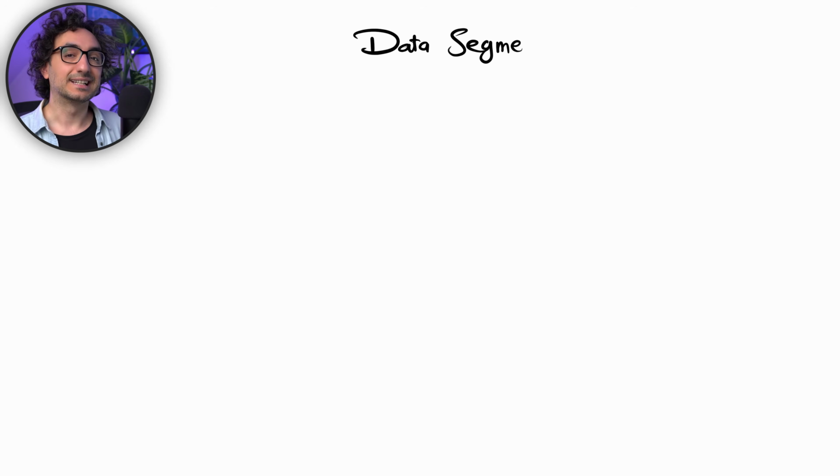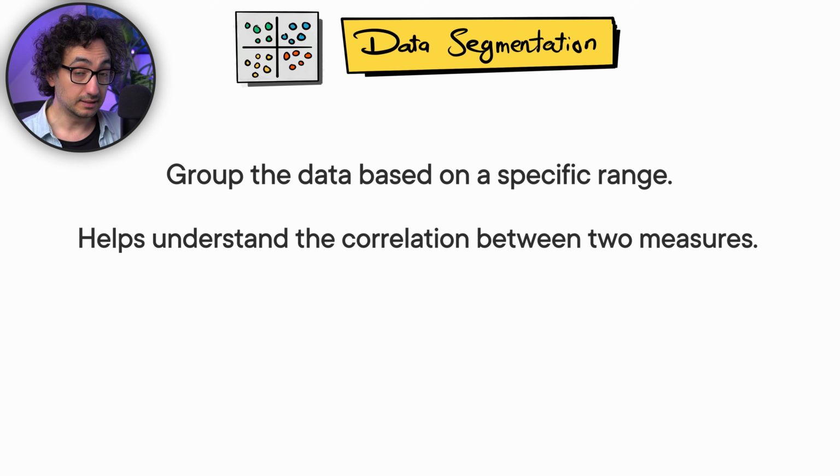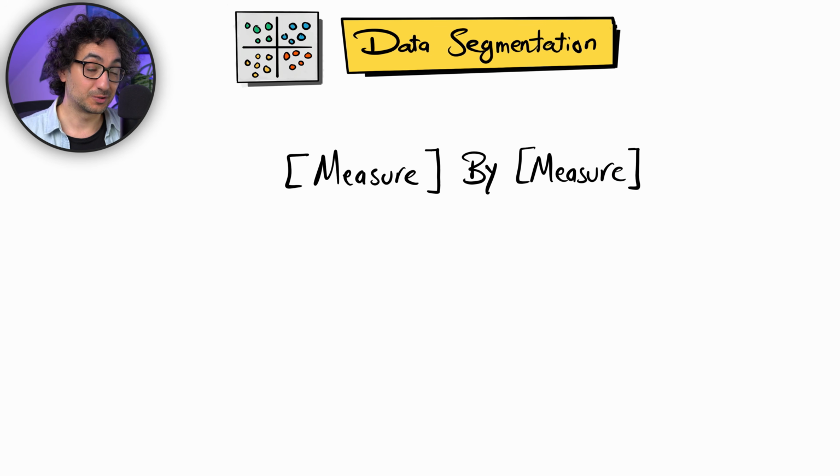Okay, so now what is data segmentation? What we're going to do here is group up the data based on specific ranges. That means we're going to create new categories and then aggregate the data based on the new category. And the formula for that is going to be very interesting. This time we're going to have a measure by a measure, not by dimension. So you have to pick 2 different measures and convert one of those measures to a range or to a group, and then aggregate the data by this measure.